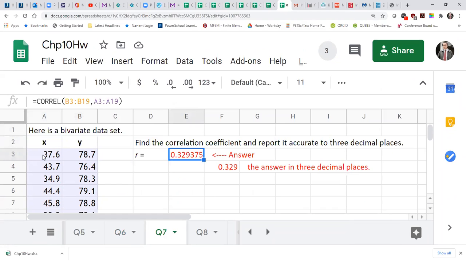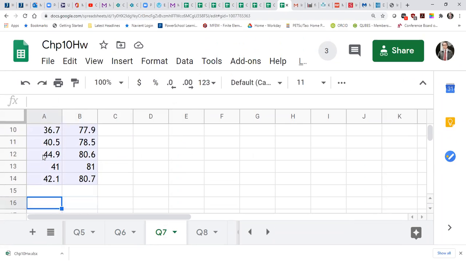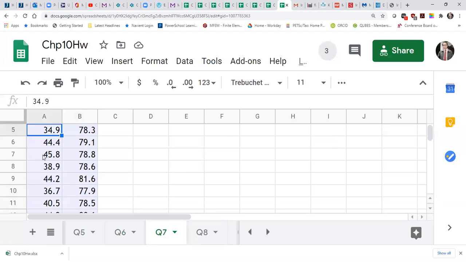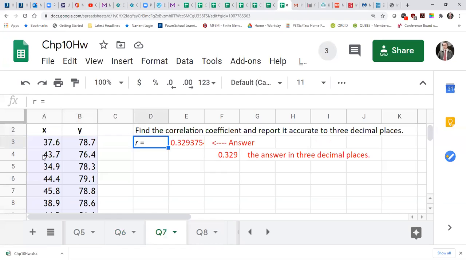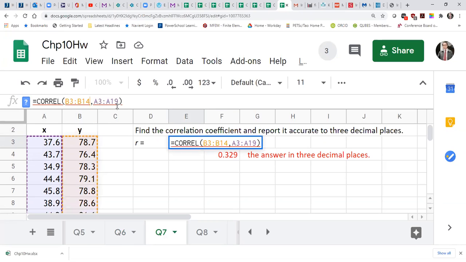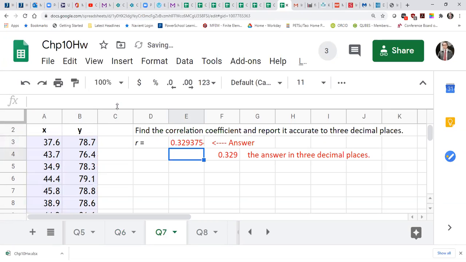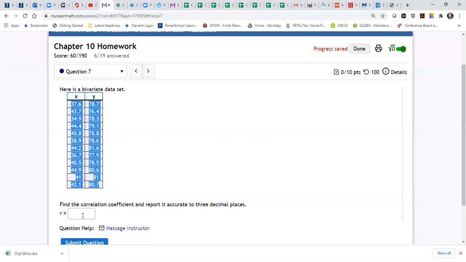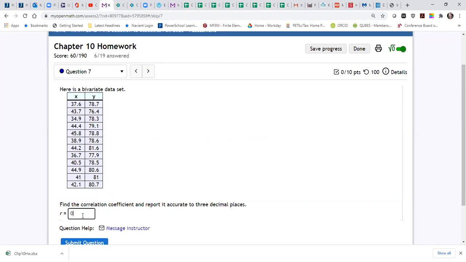Make sure you change the data, it is from 3 to 14, right? So I need to change this to 14, this one also to 14. And you got that number. So the answer will be 0.329. 0.239.